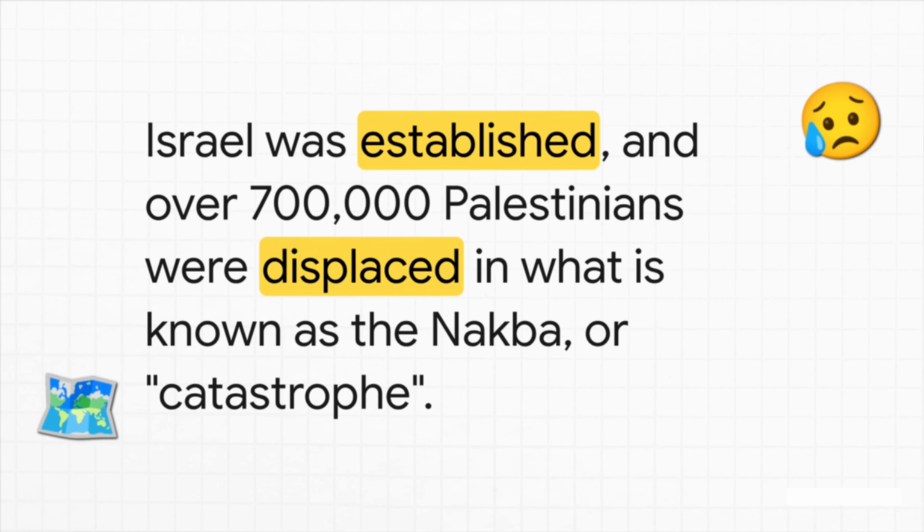Israel wins, but for the Palestinians, the outcome is devastating. More than 700,000 of them either fled or were forced from their homes. This event is known as the Nakba, which means the catastrophe in Arabic. And it's not just a historical event. It created a refugee crisis that's still unresolved today and is absolutely central to Palestinian identity.